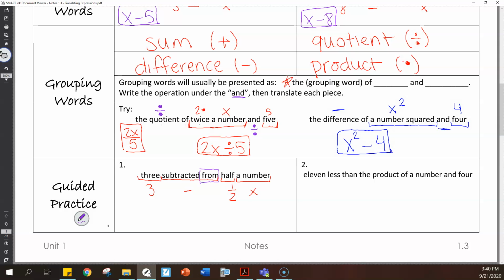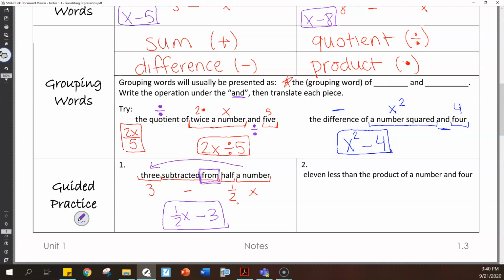Then I'm going to arrange those pieces depending on what I need here. Notice here that I have from. From is a turnaround word. That means I have to take this thing on this side and replace it with that thing on that side. So instead of 3 minus 1/2 x, like it looks like it would be here, that from tells me I need to flip those things. So 1/2 x is going to come first, minus that 3.